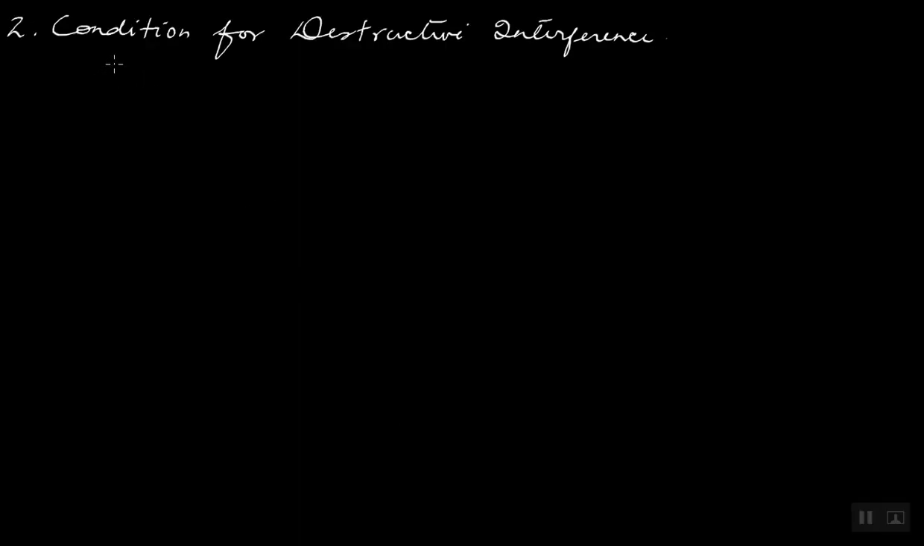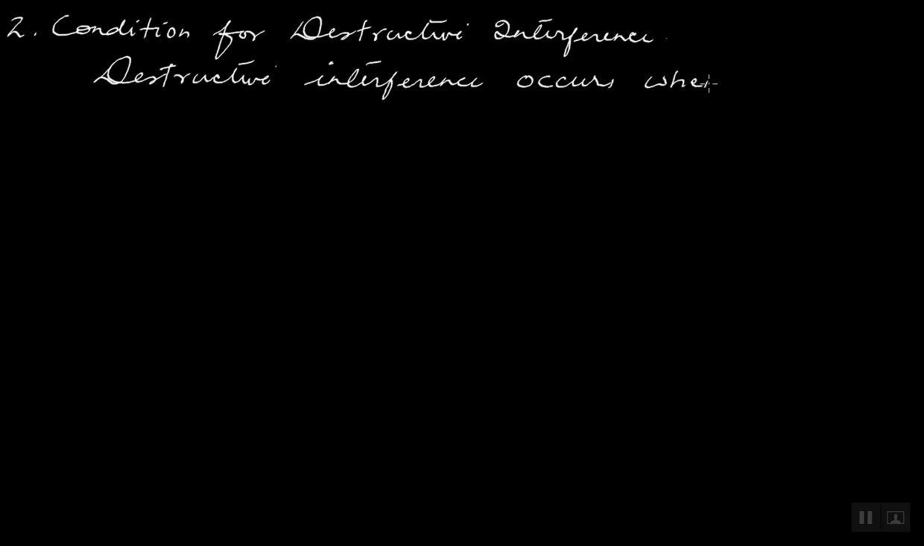Destructive interference occurs when what? Destructive interference means the intensity is minimum. And when will intensity be minimum? If cos phi is equal to -1. Alright, so what are the values of phi for which cos of the angle is -1?